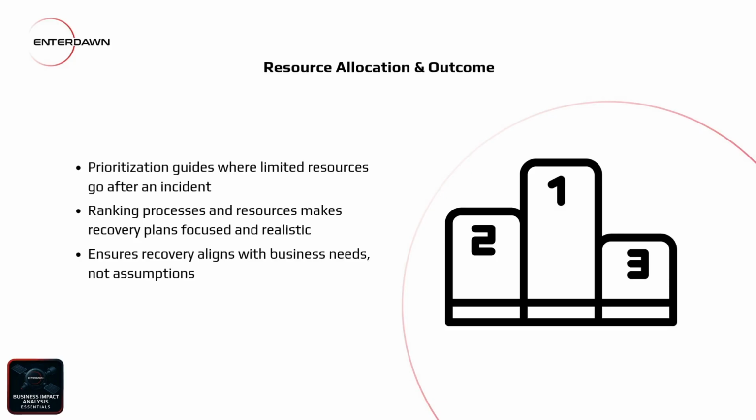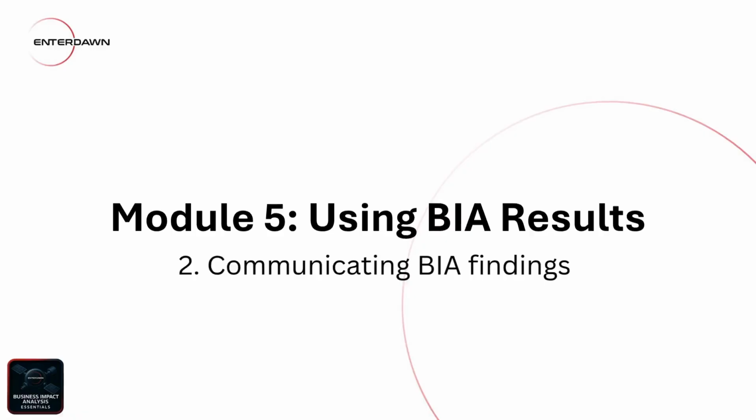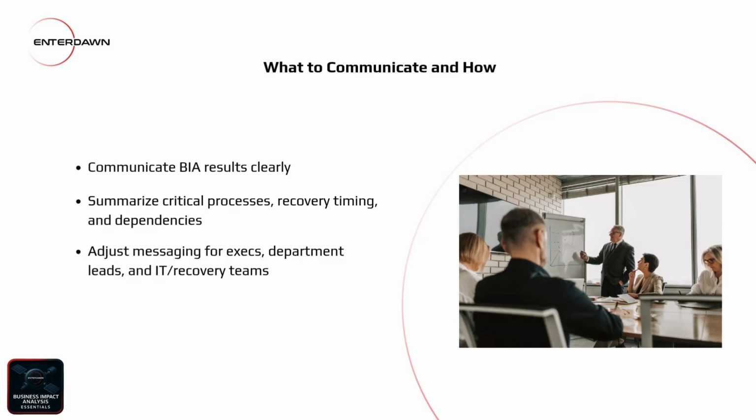Prioritization only works if it's communicated clearly. Let's explore how to share BIA findings in a way that drives action and understanding. Section 2, Communicating BIA Findings. Once you've completed the BIA, it's important to communicate the findings clearly and effectively. I highly suggest focusing on summarizing which processes are most critical, how quickly they need to be restored, and what resources they depend on. The goal for communicating findings is to make the results understandable to different audiences, from executives and department leads to IT and recovery teams.